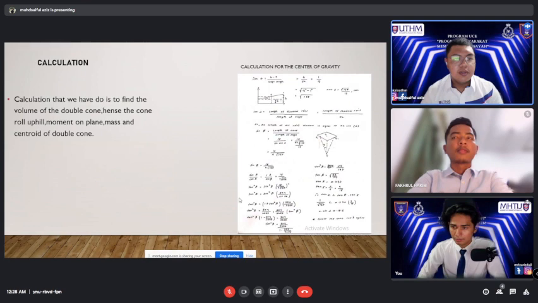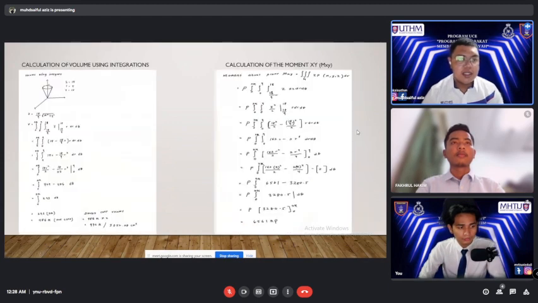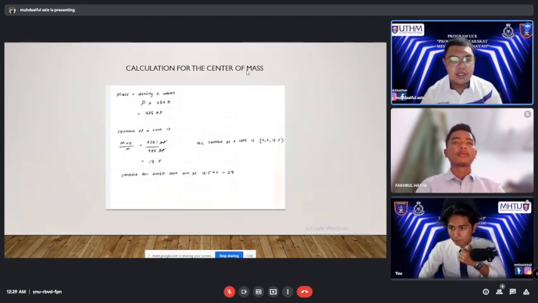Now I want to explain about the calculation. The calculation that we have to do is to find the volume of the double cone. Hence, the cone rolls uphill, movement on plane, mass and centroid of double cone. This is an example. This is the calculation for the center of gravity, and this one is the calculation of volume using integration, and this one is about the calculation of the moment xy. And lastly, calculation for the center of mass. And we get the final answer: the centroid for the double cone will be 27.